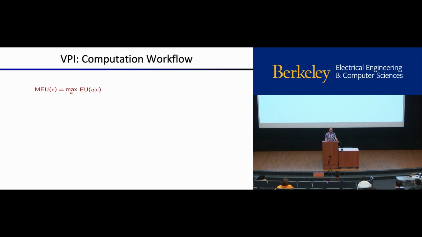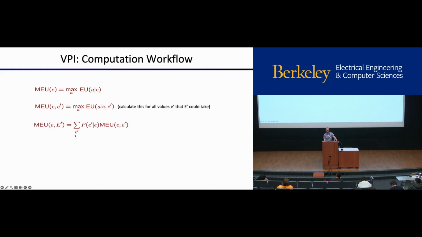So the computation workflow: first, you calculate the maximum expected utility given the evidence you have. Then you also calculate the maximum expected utilities when you add the possible E primes. You run this calculation for every E prime that could arise. And then you get the maximum expected utility of E followed by big E prime by taking an expectation over the values of little e prime. And then you can calculate the value of perfect information by taking this difference.